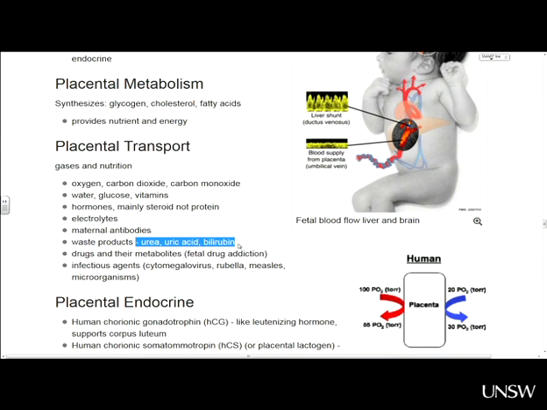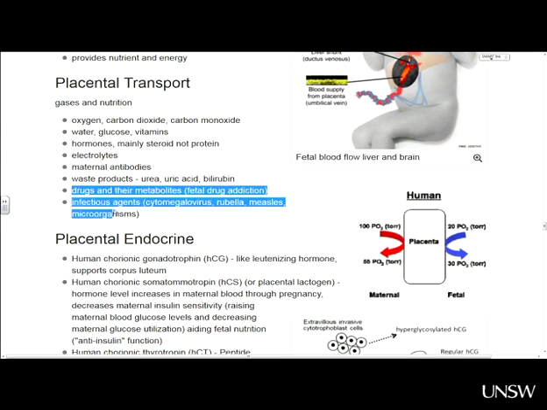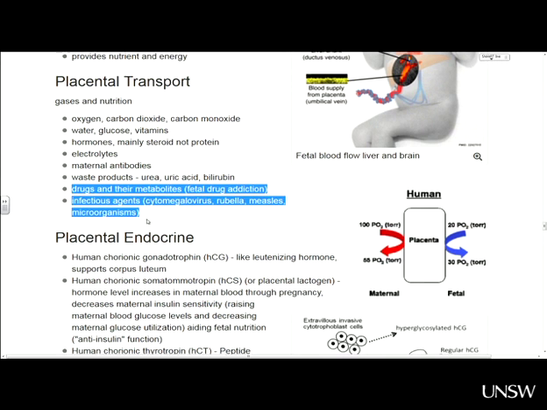Now, in addition to that, we know that there are substances which can cross the placenta that we don't want to cross, and this is drugs and infectious agents can get across the placenta. Things like cytomegalovirus, rubella, measles, malarial infections can occur. So they're the transport functions.